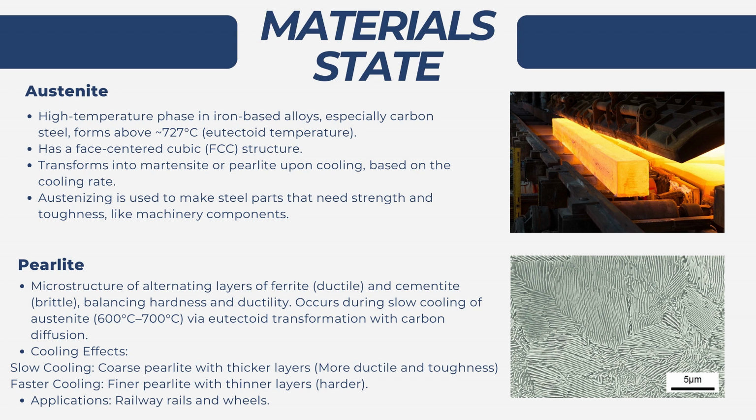So from austenite to perlite, if the cooling rate is low, coarse perlite with thicker layers, which has a property that is more ductile and high in toughness, will occur. However, if the cooling rate is faster, finer perlite with thinner layers, which has a property of hardness and is more brittle, will occur. The application of perlite microstructure is railways, rails, and wheels, which need a high hardness value, yet require a moderate amount of ductility.